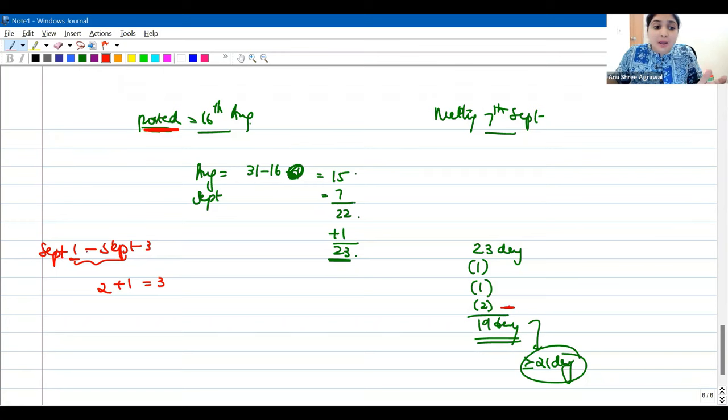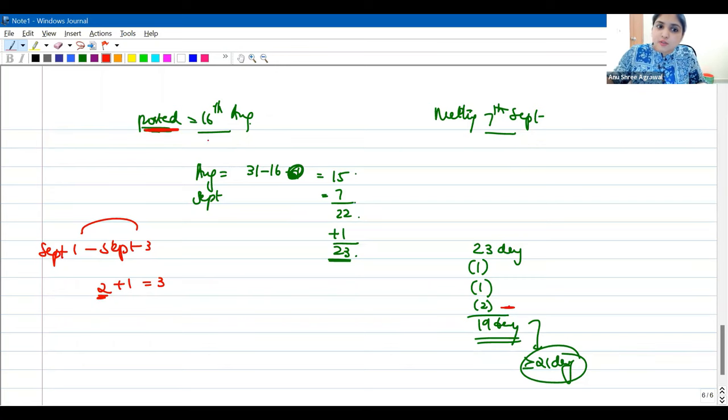All right. See, I'm asking between September 1 and 3, what is the gap? Both days included, I'm asking. Understanding. Who is this student? Name is Delna. September 1, September 3, in between, how many days, both days included? 1, 2, 3. 3 days. How did you get 3 days? 3 minus 1, 2 plus 1.